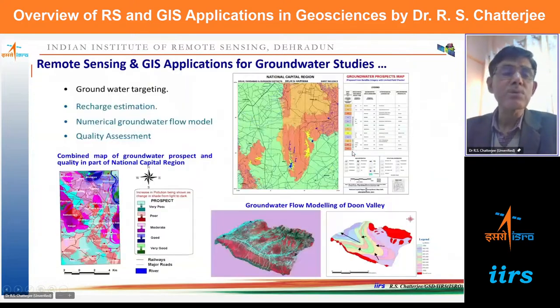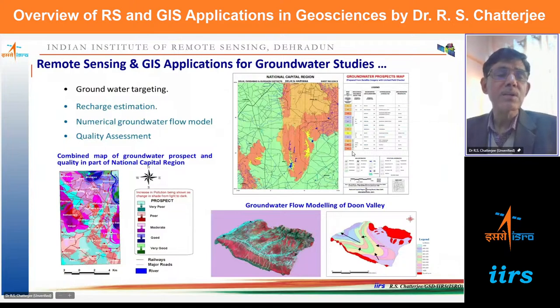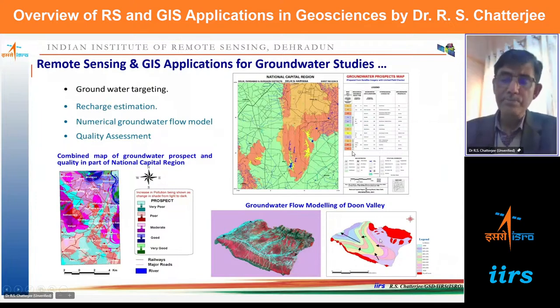Now coming to the groundwater studies. In groundwater studies, there are groundwater targeting, recharge estimation, groundwater flow modeling, quality assessment. Many newer areas are coming. For example, you can see here quality and prospect together, integrated information: how much water is available, whether there is high water availability, and what the quality is, integrated together. And it is not only the groundwater availability, but also what the flow directions are in the Dun Valley, in Dehradun and the surrounding areas.